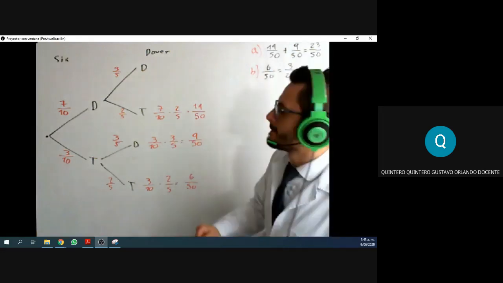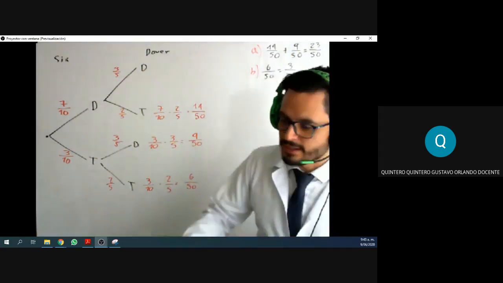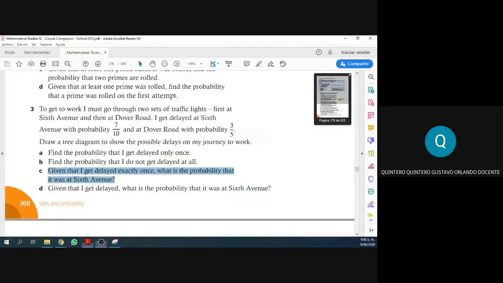Okay, so we want to find the probability of, what was that? Given that I get delayed exactly once, all right, so this is our condition. Given that I get delayed exactly once, this is our condition. So let's find out exactly this probability. I get delayed exactly once. Oh, look at that. I get delayed only once. Is this one? So it is the probability of A.